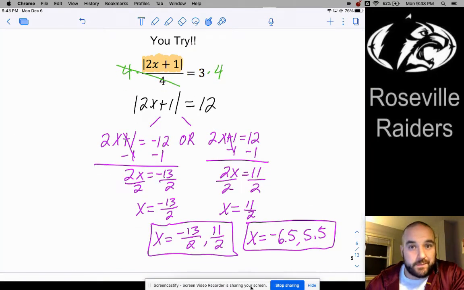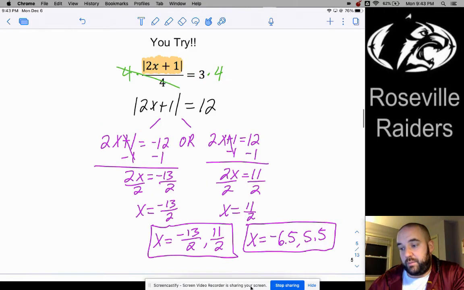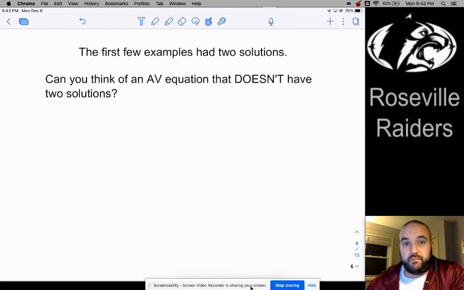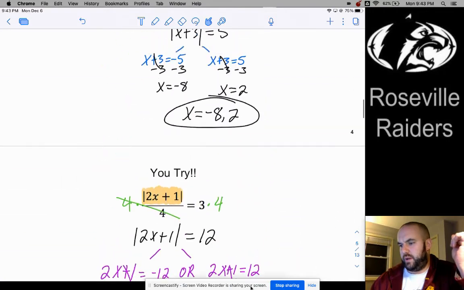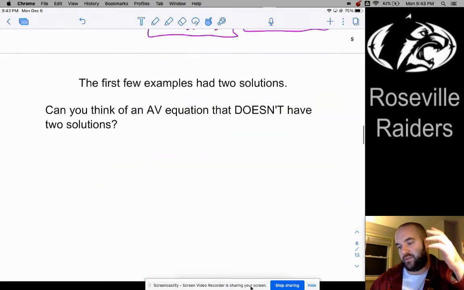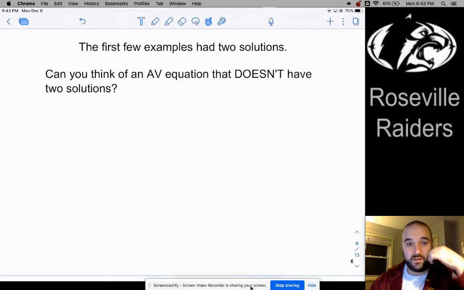So get the absolute value by itself, then go ahead and split it up into two situations. Now, all of those examples that we did had two solutions: negative 13 halves and 11 halves. What else do we have? We had negative 8 and 2, negative 6 and 14, negative 15 and positive 15. When would be a situation where you wouldn't have two solutions? Pause and see if you can figure out what situation would allow you to not have two solutions.